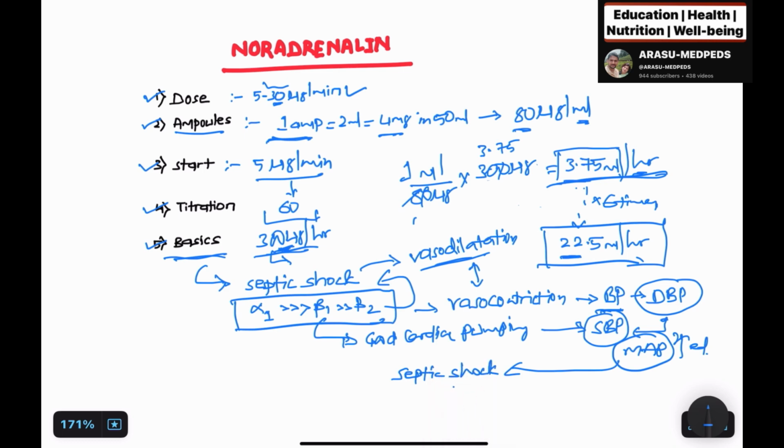That is, all the tissues of our body and major organs has to receive adequate amount of blood supply both in systole as well as diastole. So the average is nothing but mean arterial pressure. So this is the basic idea of utilizing noradrenaline in case of septic shock. Hope you all got the point.